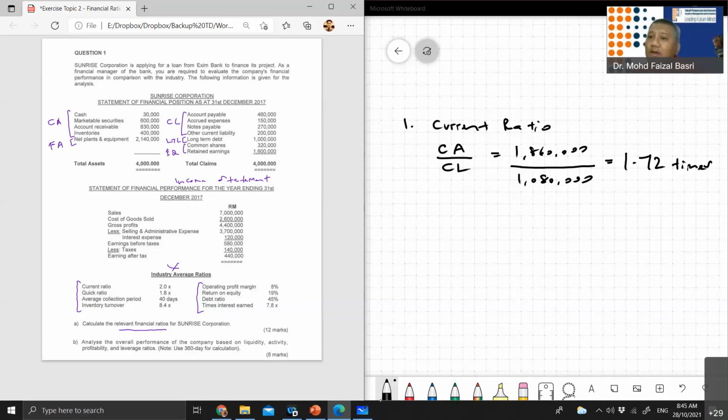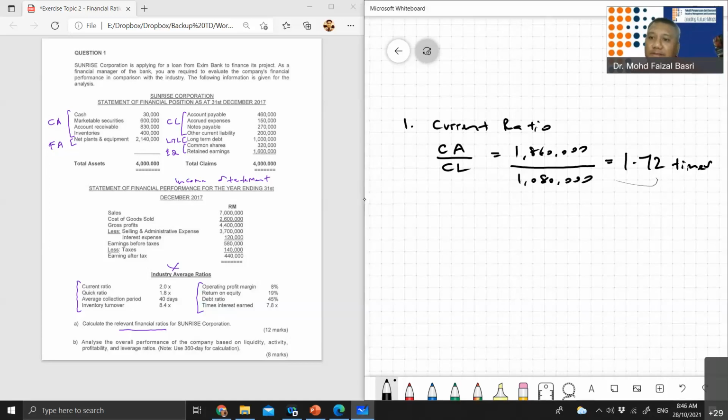Or in our case here, we're going to compare this ratio against the industry average. As you can see here, the industry average is 2.0 times. For current ratio, the higher the ratio, the better the performance. In our case, the company, Sunrise Corporation, has less, 1.72 against 2.0. So obviously 2.0 is better, and this company has less ability.